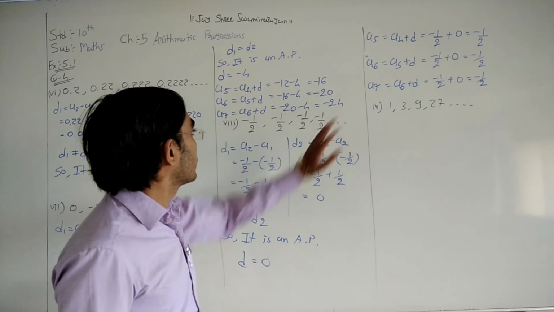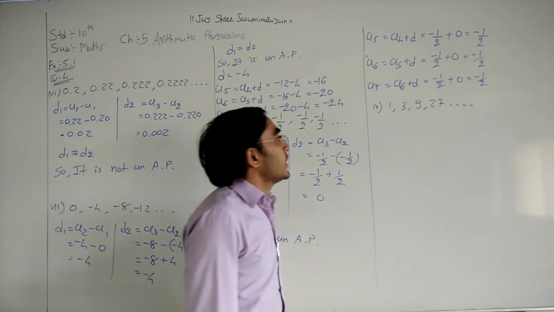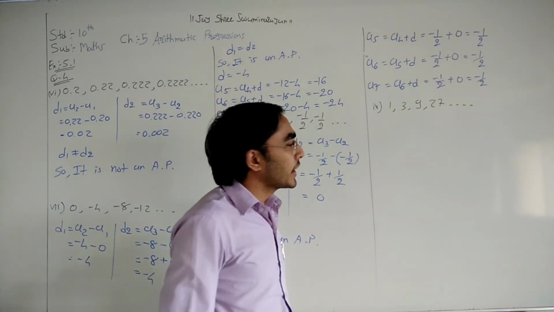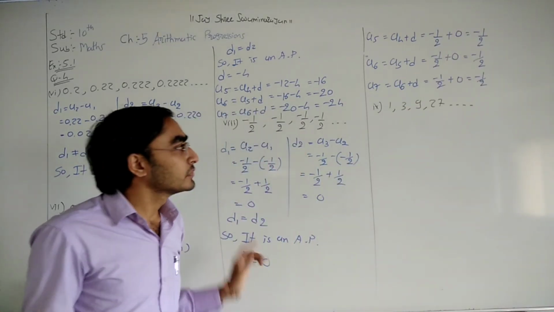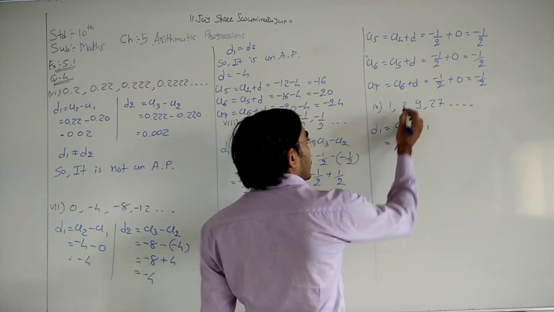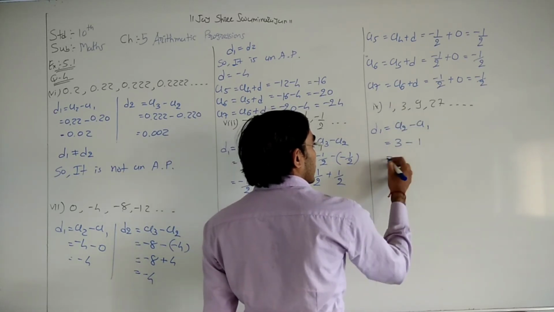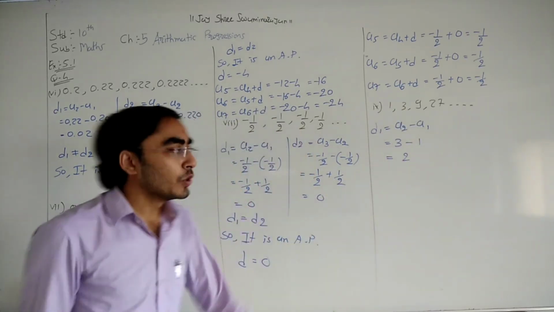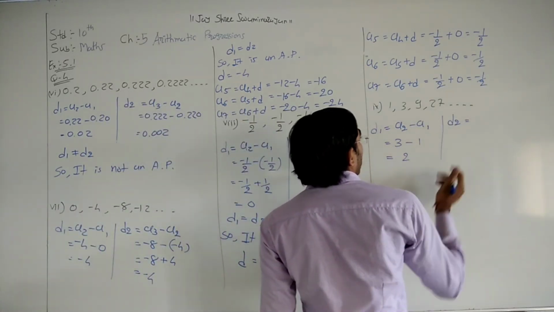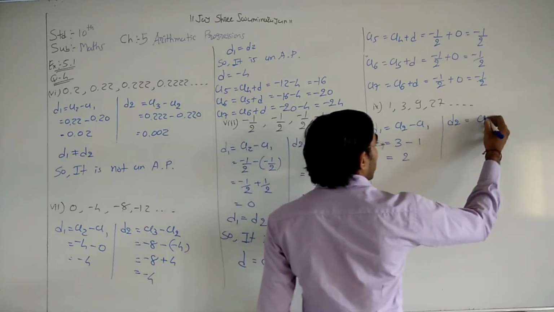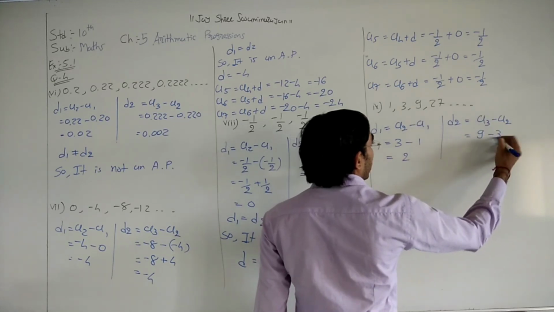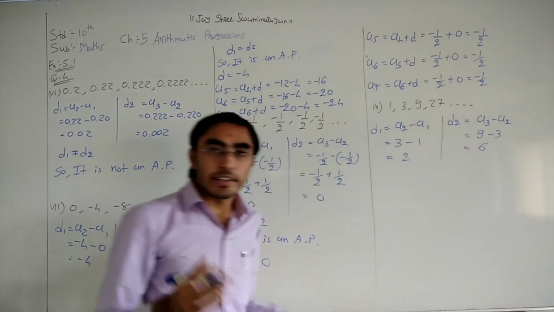After that, question number 9. Here 1, 3, 9, 27 up to infinite. Again we need to follow the same procedure. First of all, D1 is A2 minus A1. A2 is 3, minus A1, which is 1, 3 minus 1 is 2. So here our first difference is 2. Now find the second difference. D2 is equal to third term minus second term. So A3 minus A2, A3 is 9, minus A2 which is 3, and 9 minus 3 is 6.